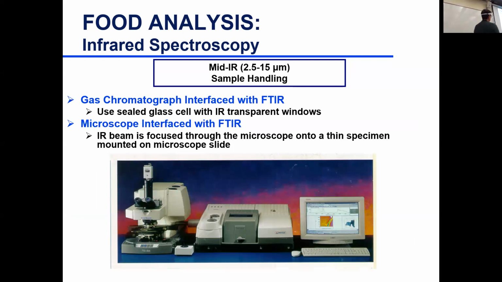Mid-IR can be used in conjunction with gas chromatography. So you can have the FTIR as a detector after the chromatography separation, or it can be linked to a microscope as well. This is commonly used in industry actually for fast analysis. One example, I remember when our industry faculty utilized this technique to look at crystallization of sugar.